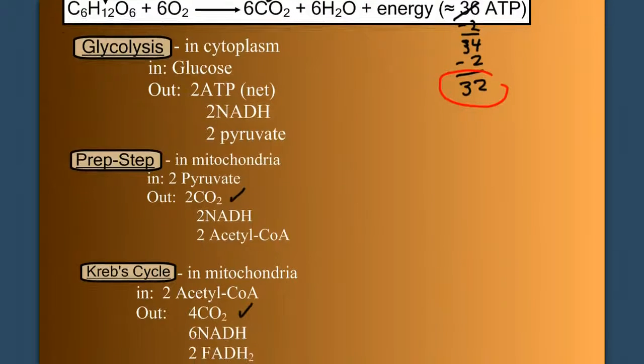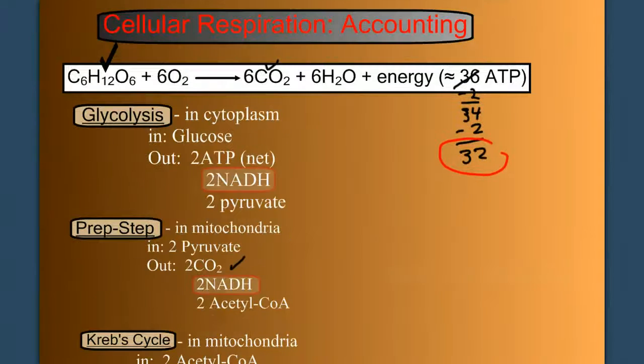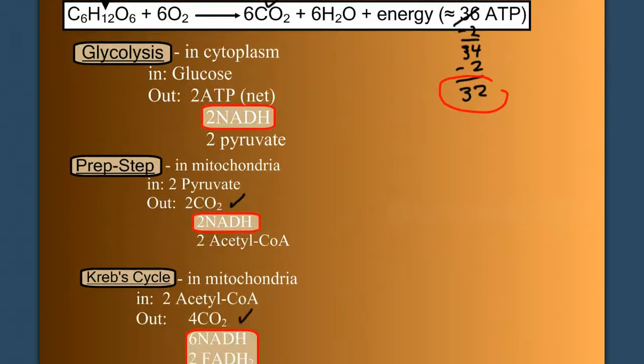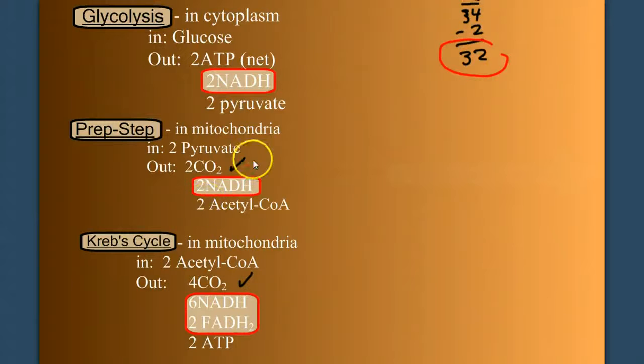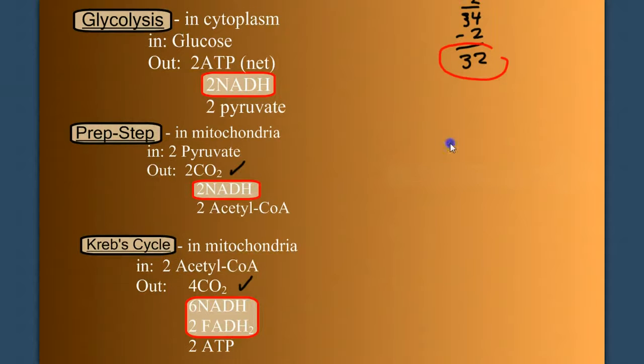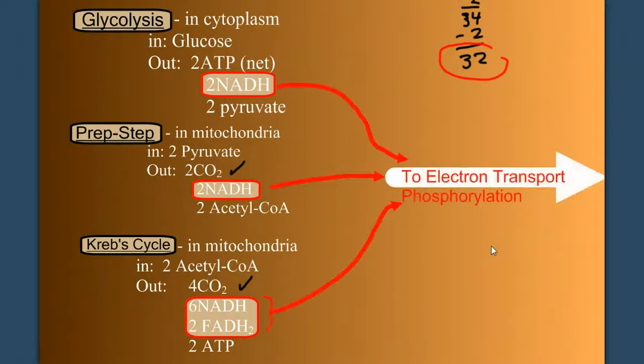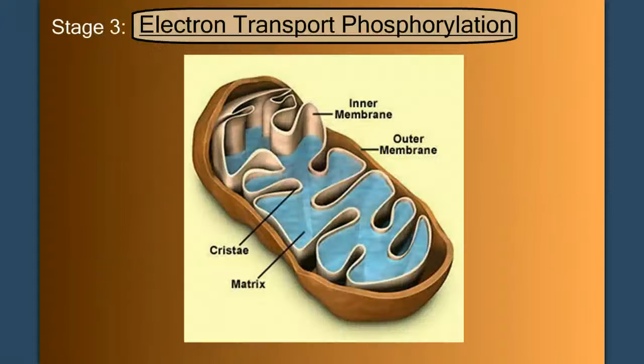But we have been creating high-energy electron carriers. We've been stripping away high-energy electrons from the high-energy bonds of glucose as we've been breaking it down. And we have these NADHs and the 2 FADH2s, which are going to go to the electron transport chain for electron transport phosphorylation, where we're going to make the majority of our ATP. So let's get to it.